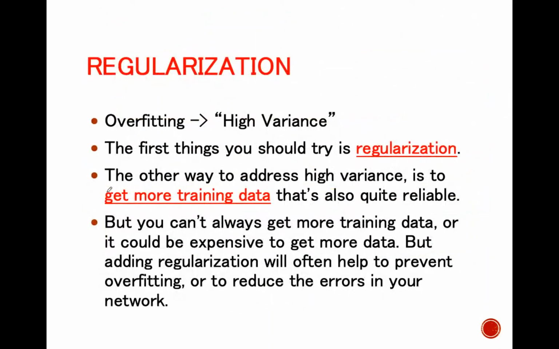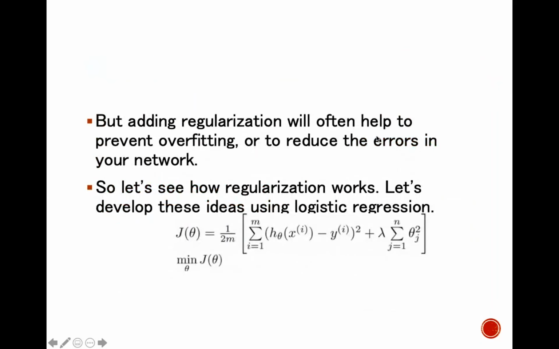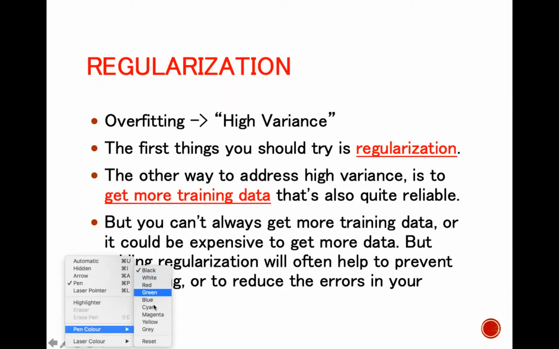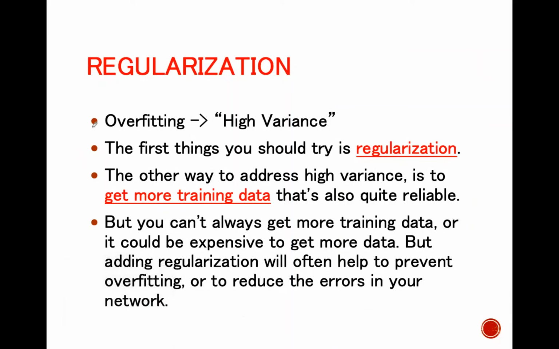I got confused between high variance and high bias. So overfitting means high variance. The first thing you should try for high variance is regularization. First thing, high variance, try with regularization.